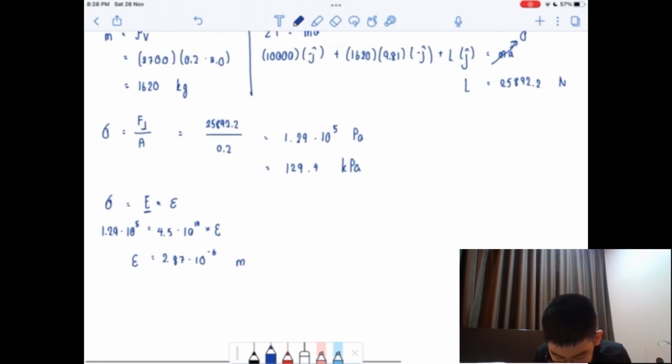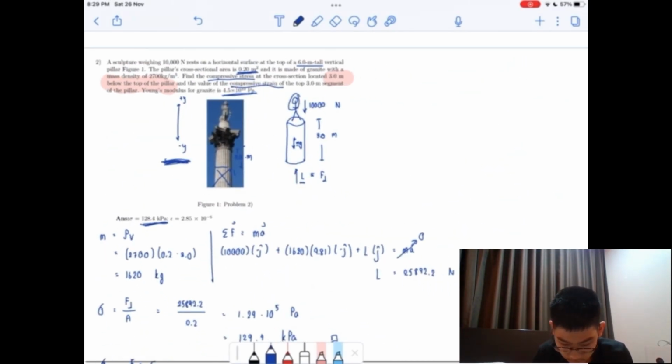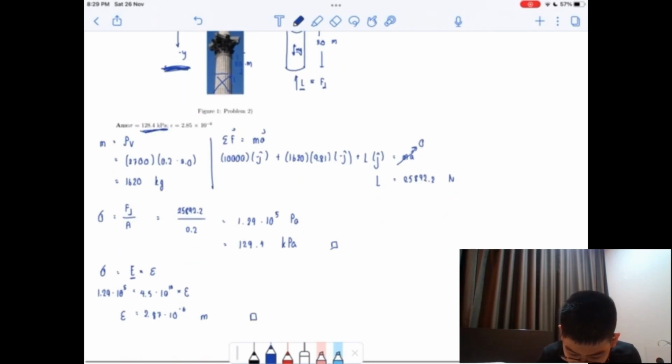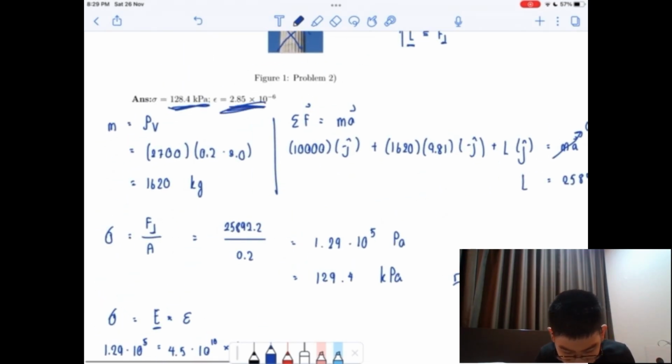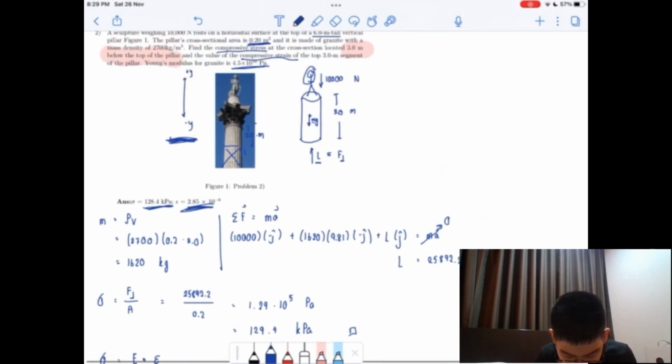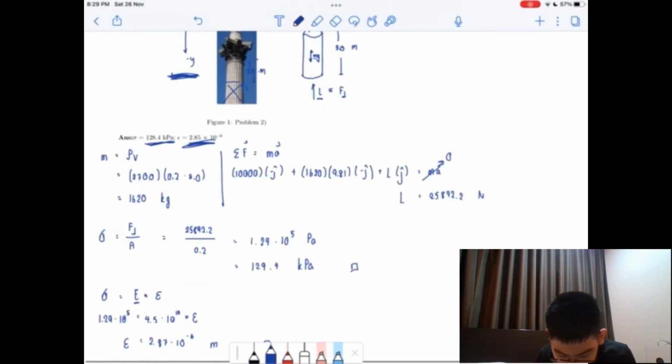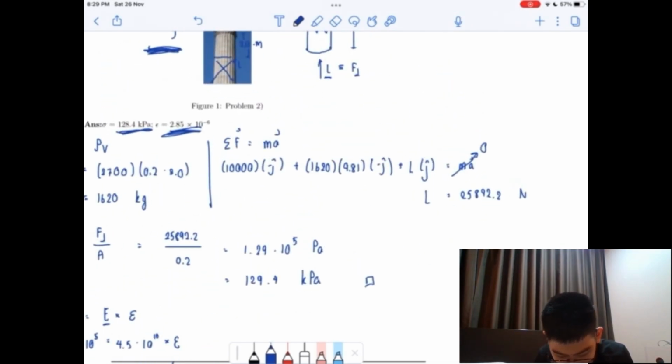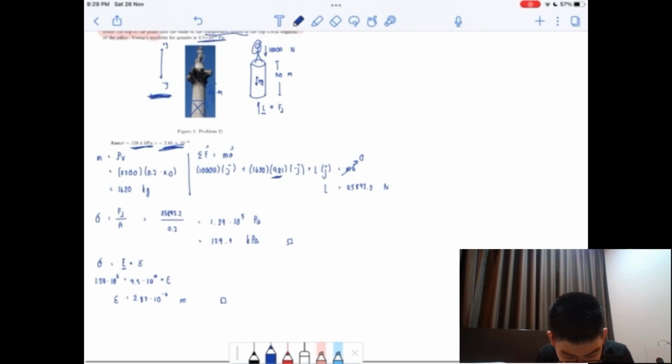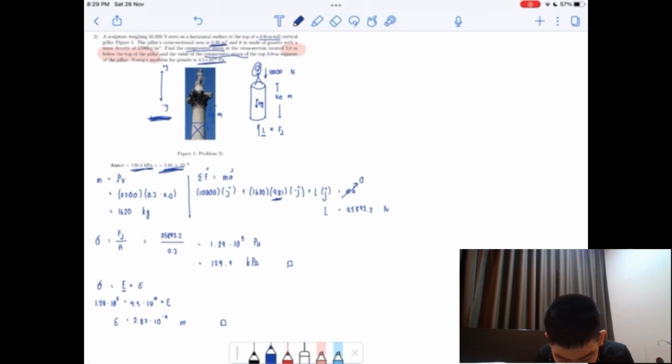So here's our answer to the two subproblems of this question. I think the value might be a bit off from the answer that you were given, because maybe this g, I don't know if you use g equals 10 or 9.8 or whatever. Yeah, thank you.